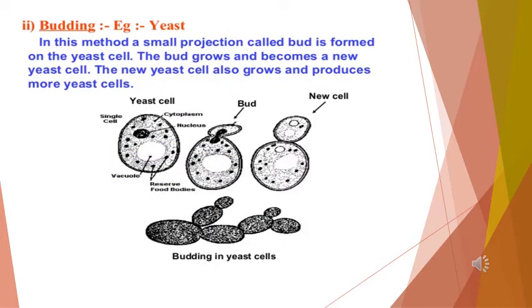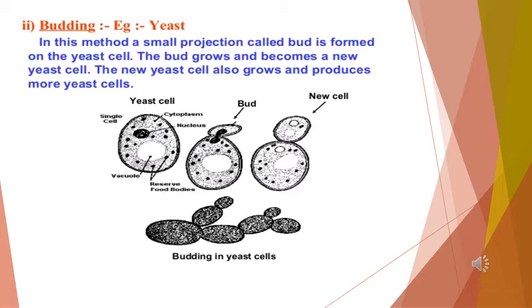Let us understand the other method of reproduction, that is budding. This is also an asexual method. So in this method, a small projection called a bud is formed on the yeast cell. You can see it in the picture. The projection is outside the yeast cell. So this bud grows and becomes a new yeast cell.